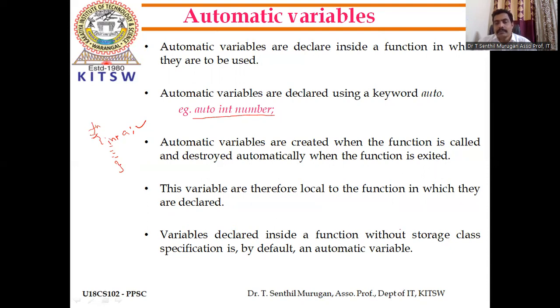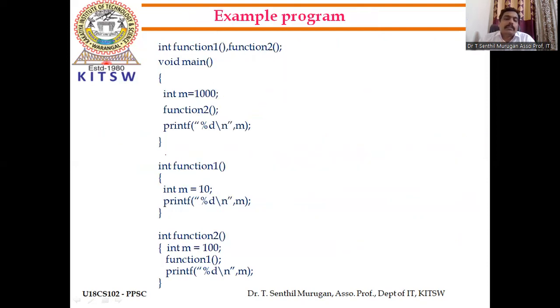A variable declared inside the function without a storage class specification is by default an automatic variable. Okay, so see this example. Here we have declared two functions, function 1 and function 2. In the main function we declare the variable m as 1000. As I already said, whether we mention auto or not, it will by default take an automatic variable. Okay. So it is calling function 2.